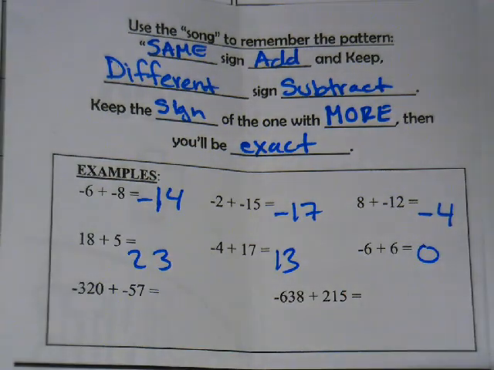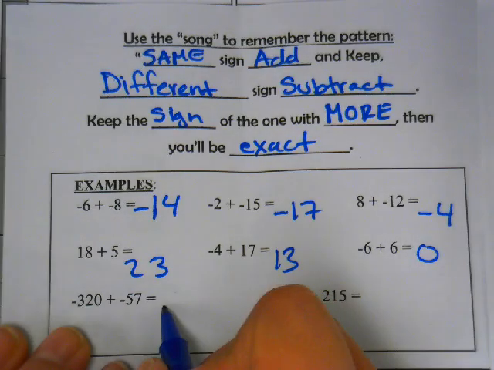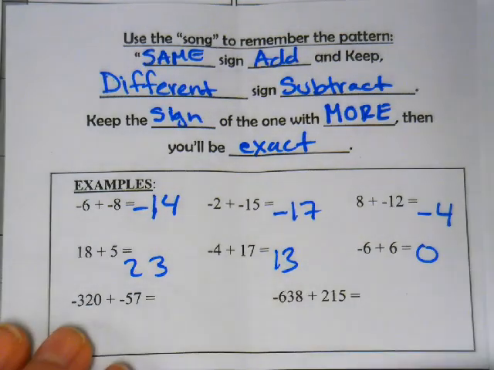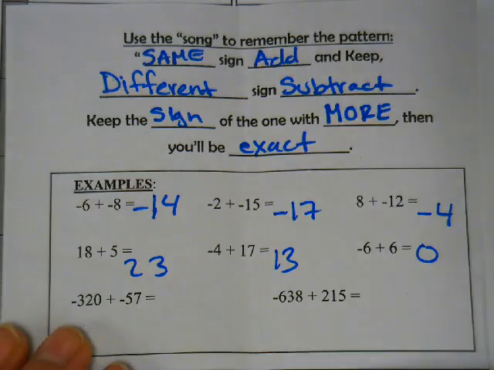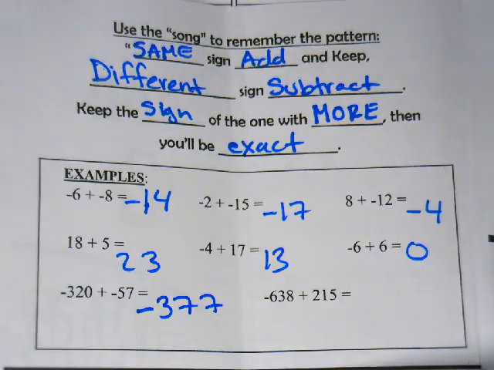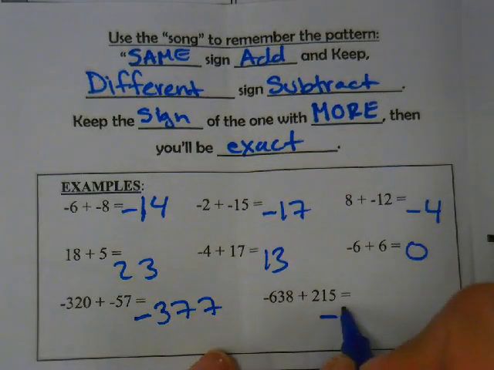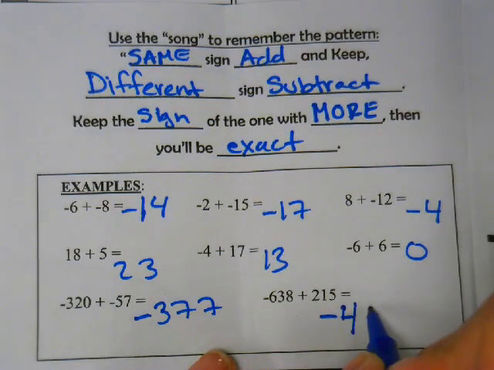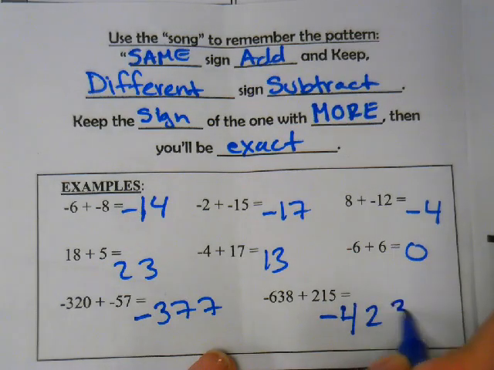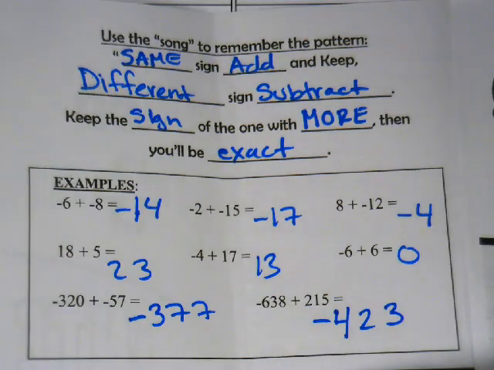All right. Tadeo, what'd you get for negative 320 plus negative 57? Negative 377. What's the first thing you have to say? Negative. All right, class, what's our final answer? Negative 423. I wrote it down. I got it right by 47.